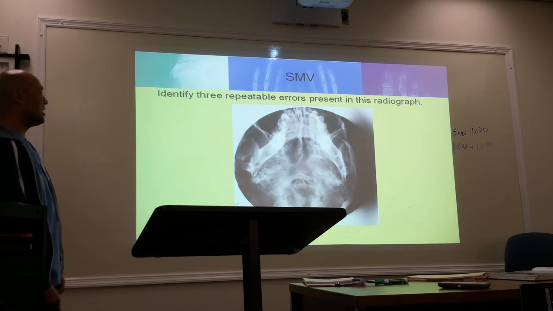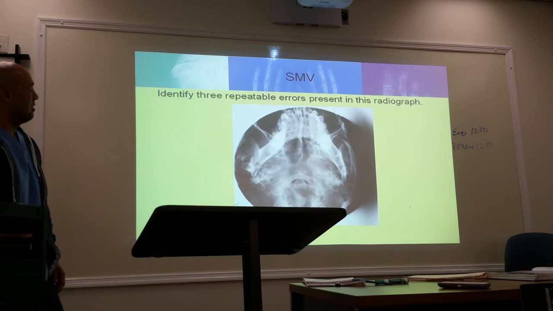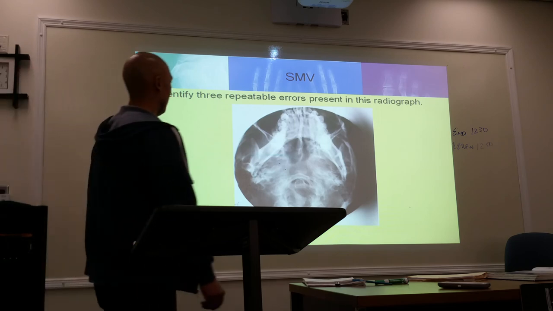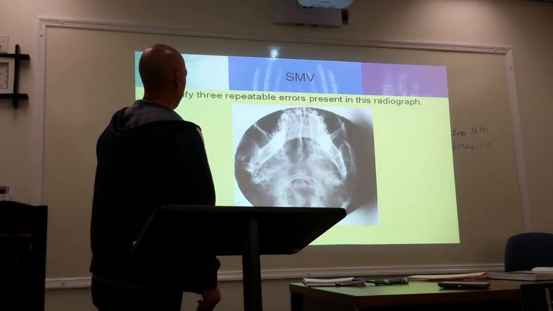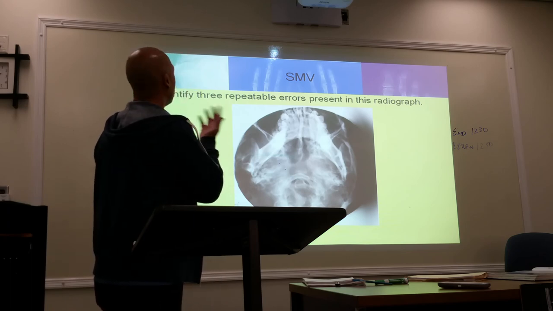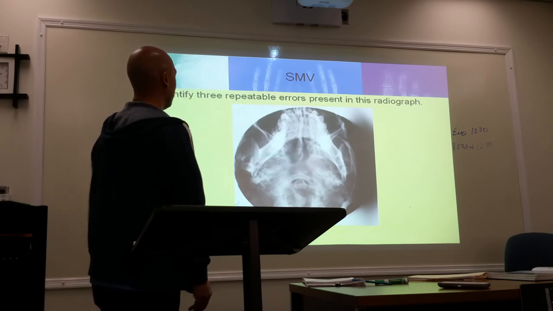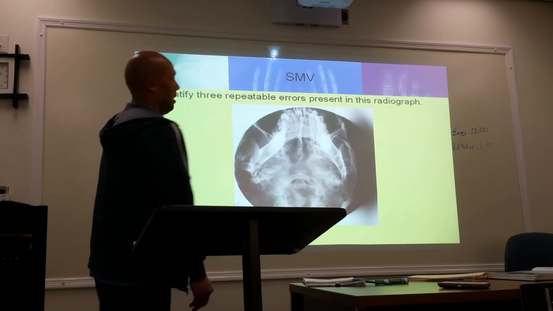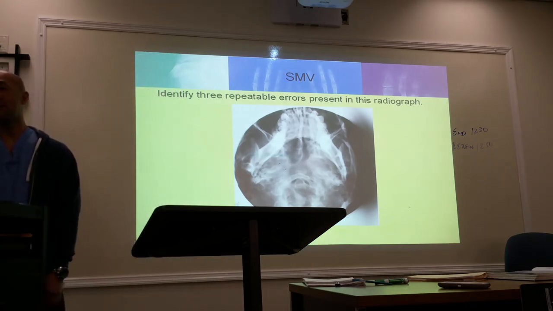You can't see the ethmoid sinuses very well. I guess it has something to do with the position. You can see Mickey Mouse for sure, like a bloated Mickey Mouse. I'm just going to skip it. I can't tell.